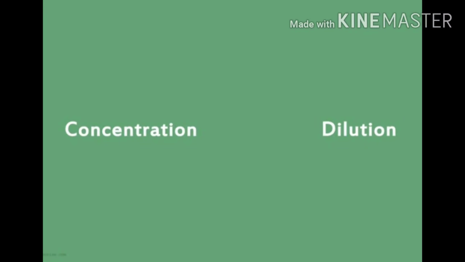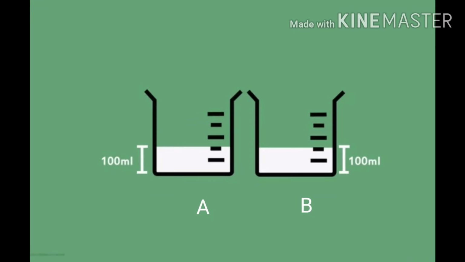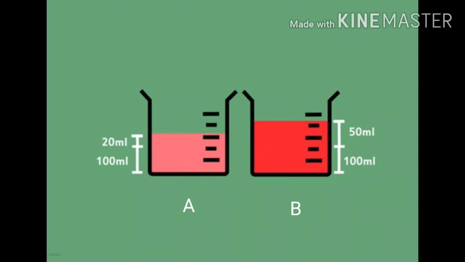Let us understand the concept using an activity. Take two beakers and label them A and B. Add 100 milliliter of colorless solvent in both the beakers. In beaker A, say I add about 20 milliliter of some red colored solute, and in beaker B I add the same red colored solute, and the amount this time will be 50 milliliter. Okay, so remember, in the first case it was 20 milliliter, in beaker B it is 50 milliliter.